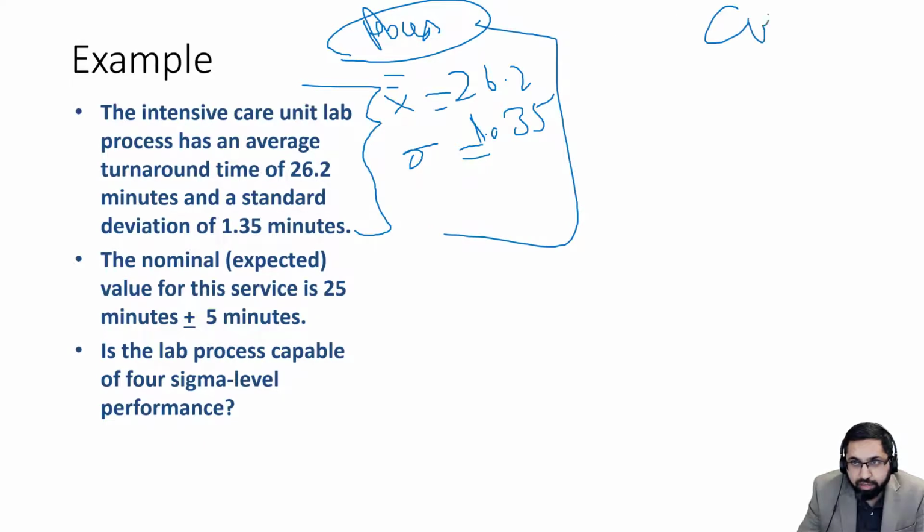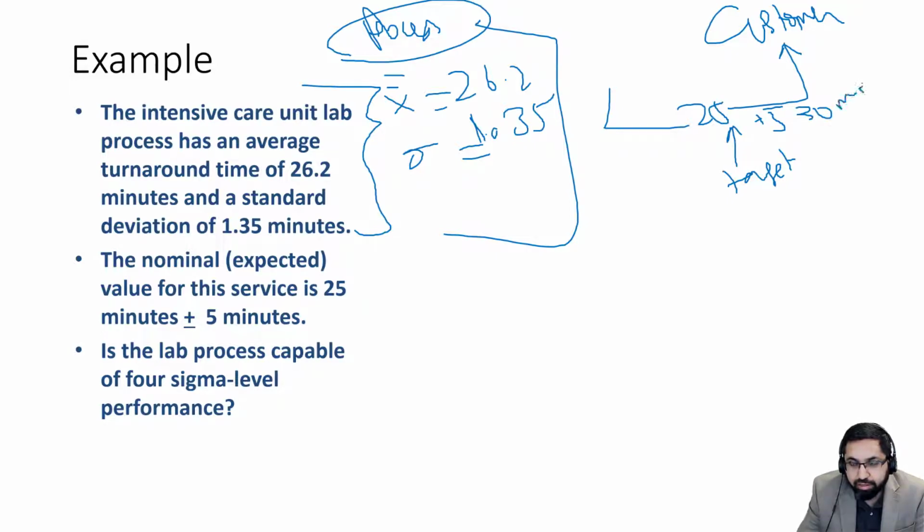Then we can look at the customer specs, or customer driven specs, which are the target value is 25, and then you have plus minus 5 minutes. So plus 5, you get 30 minutes, and 25 minus 5, you get 20 minutes. Okay, so is the process capable at the 4 sigma level?